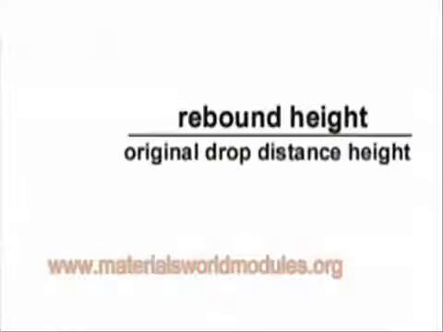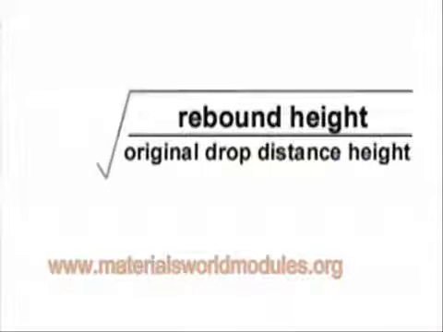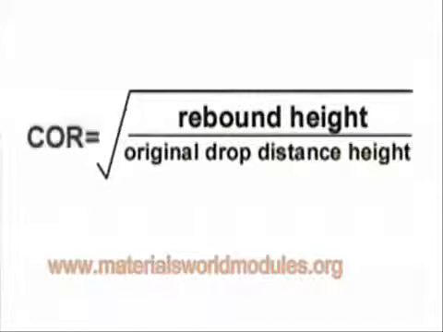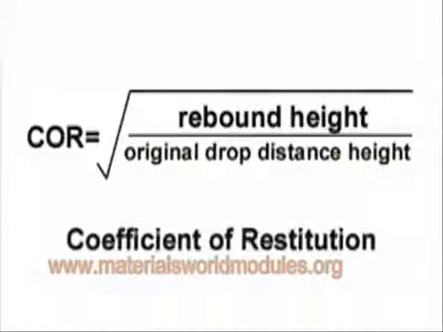I take this height divided by the original drop distance height and take the square root of it, that magical little radical key on the calculator, and the end result is I get a COR. It's called a coefficient of restitution. Now, every sport has one.